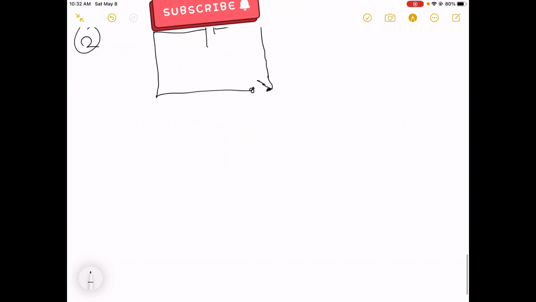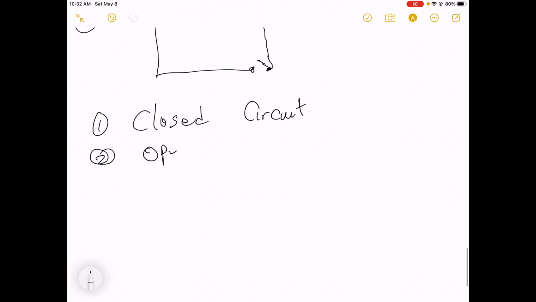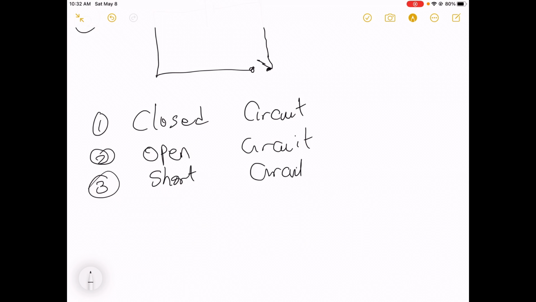And so we have two major types of circuits, or three. Let me say three. The first one is closed circuit, the second one is open circuit, and the third one is short circuit. Now I'll explain this briefly.